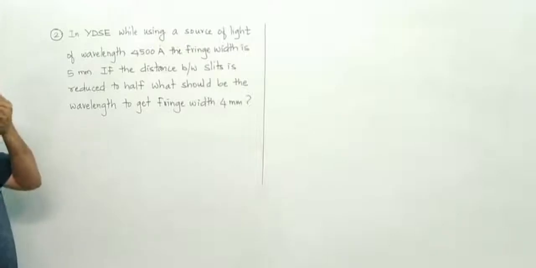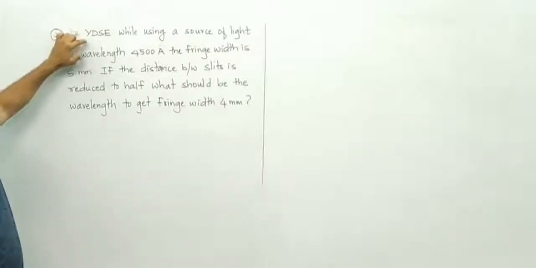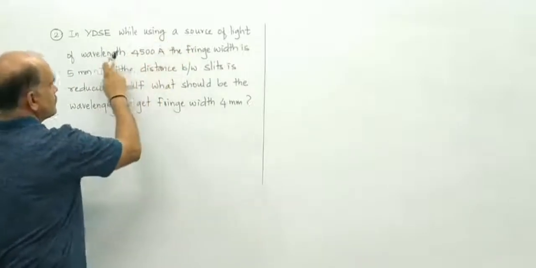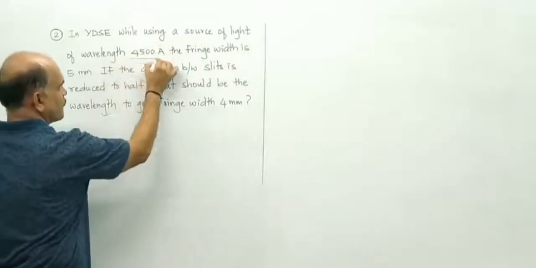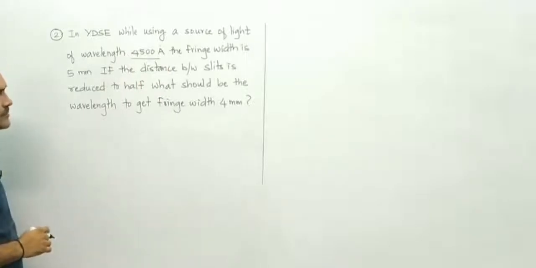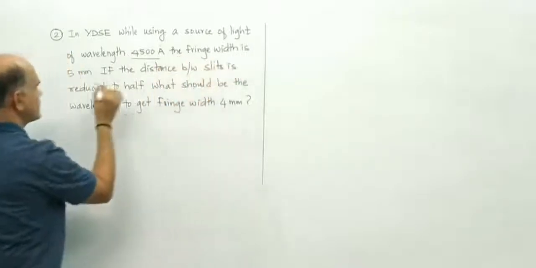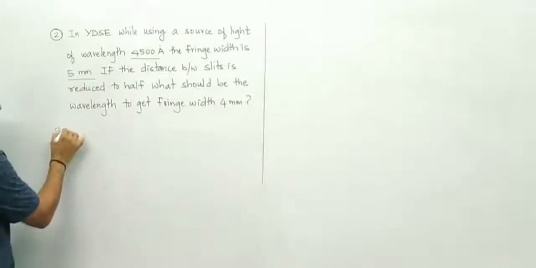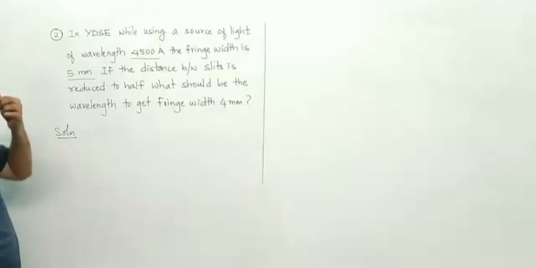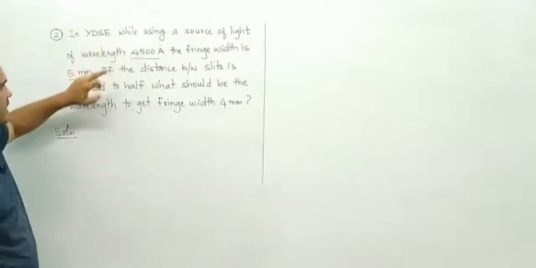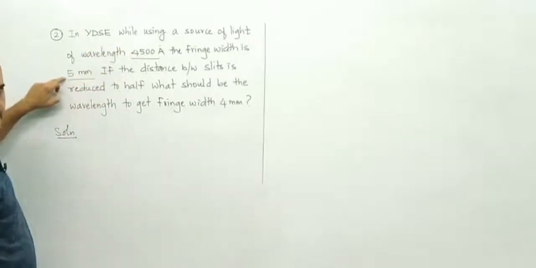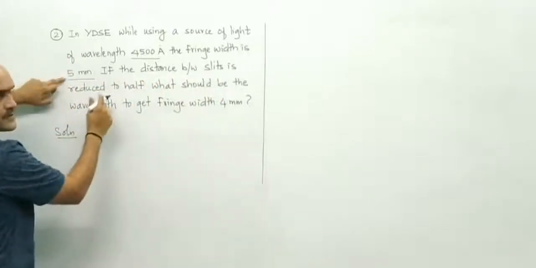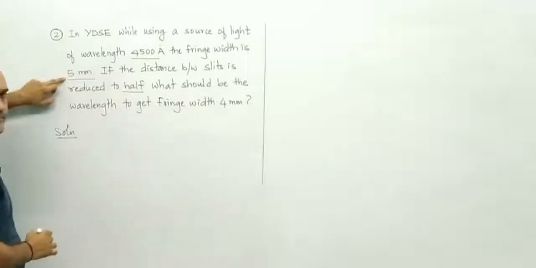Second one. In Young's double slit experiment, while using a source of light of wavelength 4500 angstrom, the fringe width is 5 mm. So what has he given? When the wavelength is 4500, the fringe width is 5 mm. In the second part, the distance between slits is reduced to half, he says.